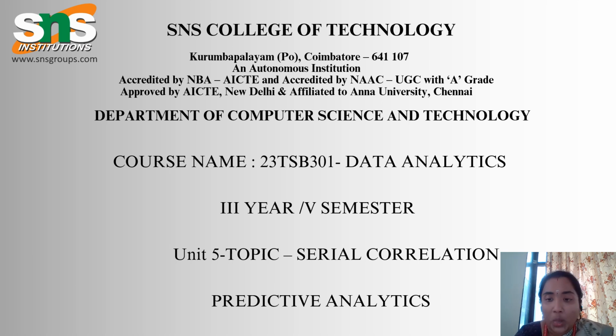Today, we are going to see a topic on what is serial correlation. Serial correlation is a relationship between a variable's current value and its past value over time. It is also known as autocorrelation.